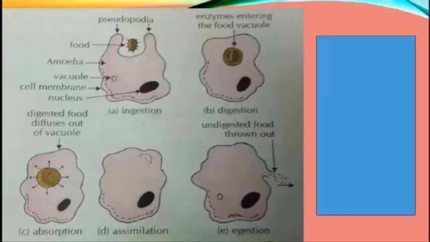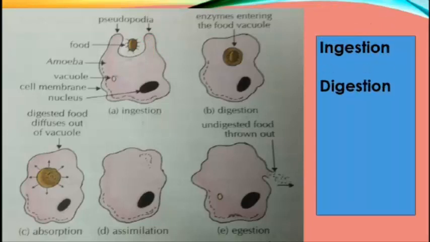The various steps involved are: first is ingestion. Let us discuss what ingestion actually is. Amoeba pushes out one or more finger-like projections called pseudopodia and captures its food. The tips of the pseudopodia fuse with each other. The food becomes trapped in a food vacuole. This is called ingestion.